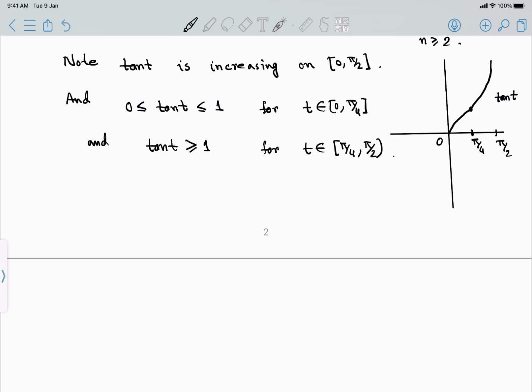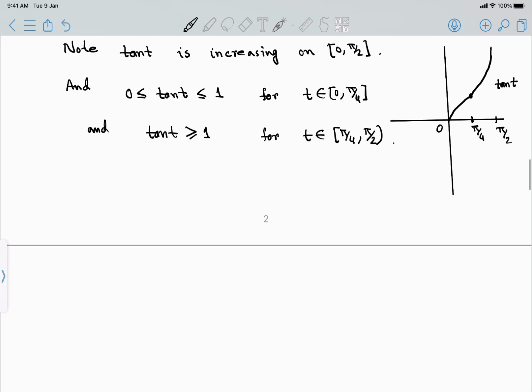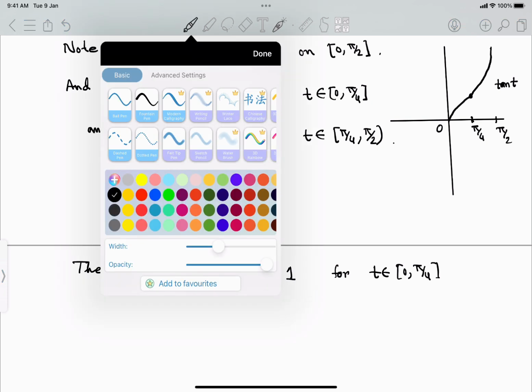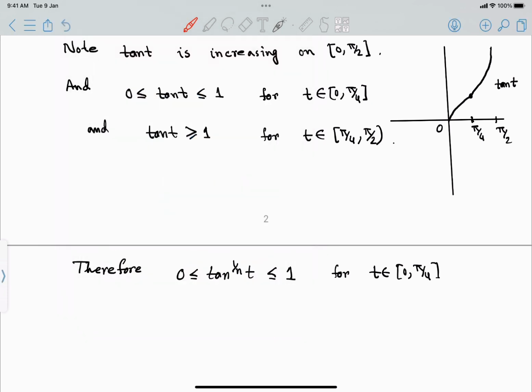And so as tan t is less than or equal to 1 on 0 to pi by 4, if you take any power, it will still be less than or equal to 1. Therefore 0 is less than tan to the power 1 by n of t, which is always less than 1 for t belonging to 0 to pi by 4, right? So from 0 to pi by 4 we get that this is dominated by 1, so like this. So from 0 to pi by 4 this is dominated by the function 1.